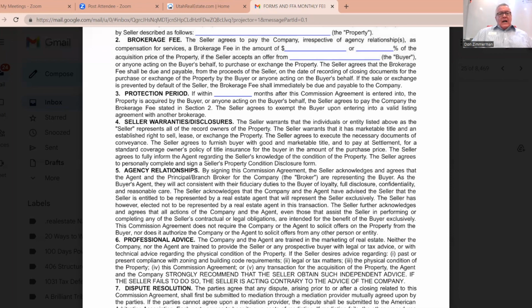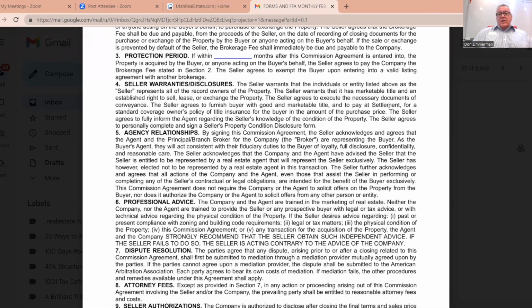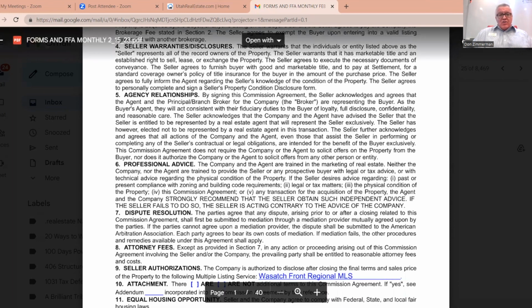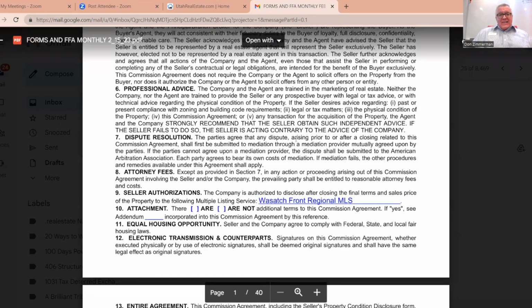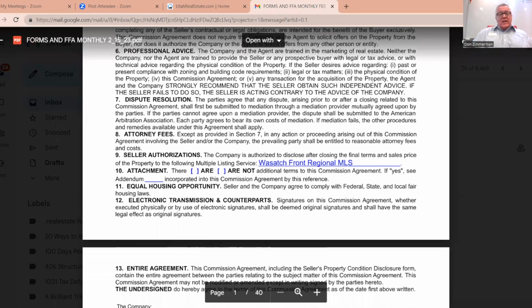Okay. All right. So there's warranties and disclosures. You can read through all of this, the agency relationships, professional advice. A lot of this is boilerplate from the other agreements that we normally have our clients sign.